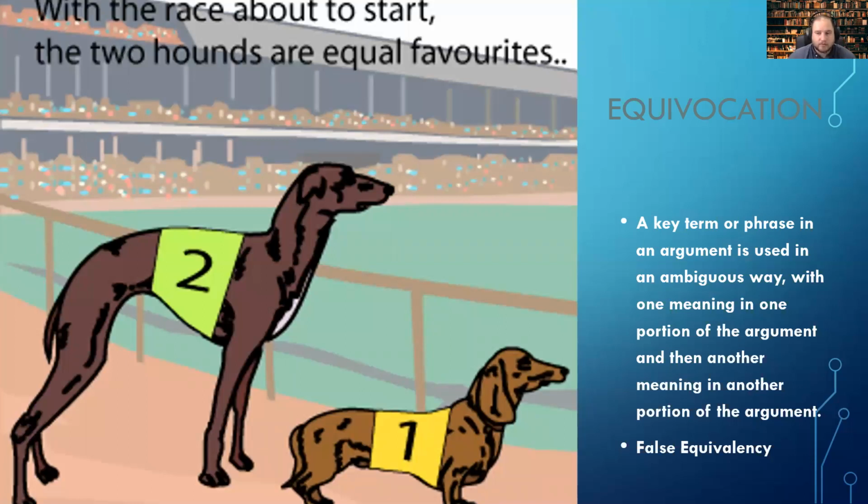Equivocation or false equivalency is very similar to this. This is when we have a key phrase or a term that's used in an argument in a very ambiguous, vague way, with one meaning in one portion of the argument, and then another meaning in another portion. So in this case, we have two hound dogs, so they must be equally favorites in this race. Since they're both hounds, they're meant for racing, right? Not quite. Clearly, one is not bred for that sort of function and will struggle more than the other hound dog to complete the race.